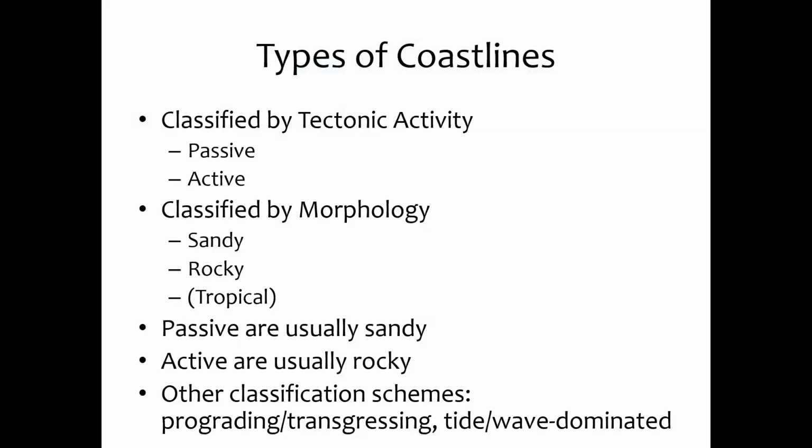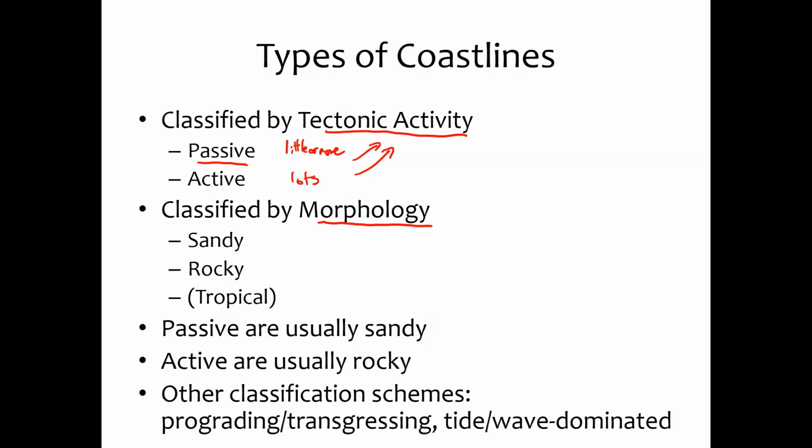Coastlines can be classified in a couple different ways. The ones that we're going to focus on in here are being classified by tectonic activity, right, plate tectonics, or by morphology, the way they look. So passive is a type that is related to the tectonic activity. So passive coastlines have little tectonic activity going on, or none. Whereas active coastlines have lots.